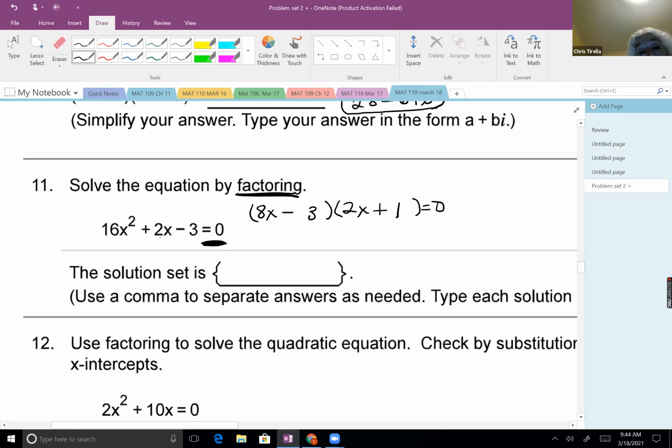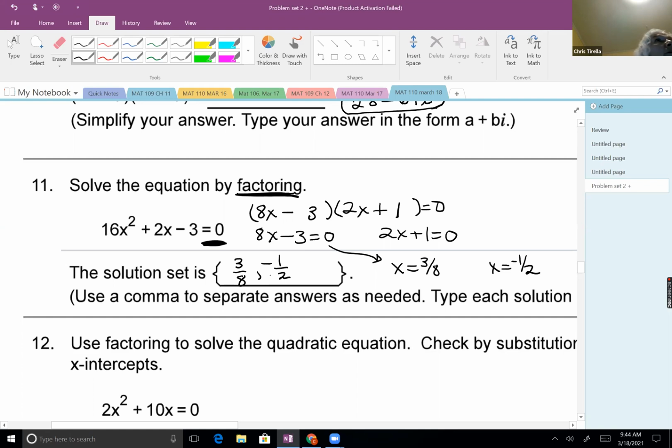8x minus 6x would give me the 2x, and then I'd have the negative 3. And now that it's factored, does everybody remember, we're going to set each factor equal to 0. And when I solve those resulting equations, the first one would give me x equals 3/8, and the second one would give me x equals negative 1/2. Is everybody comfortable with the 3/8 and the negative 1/2?